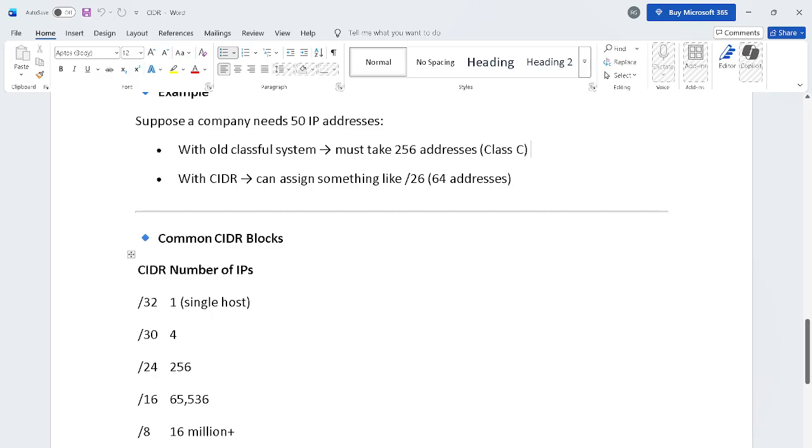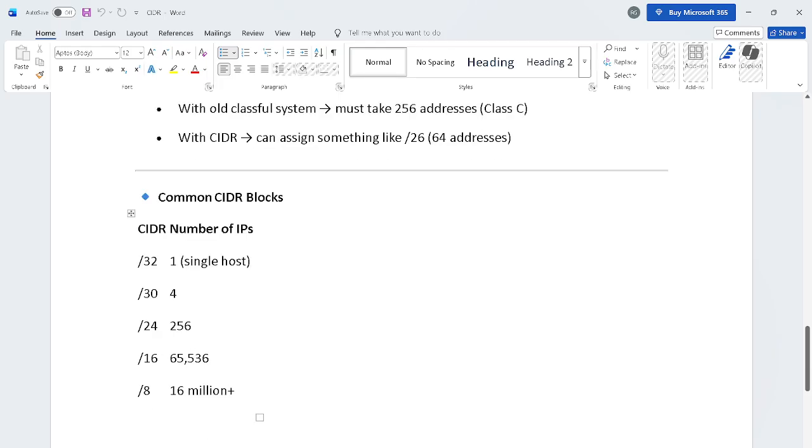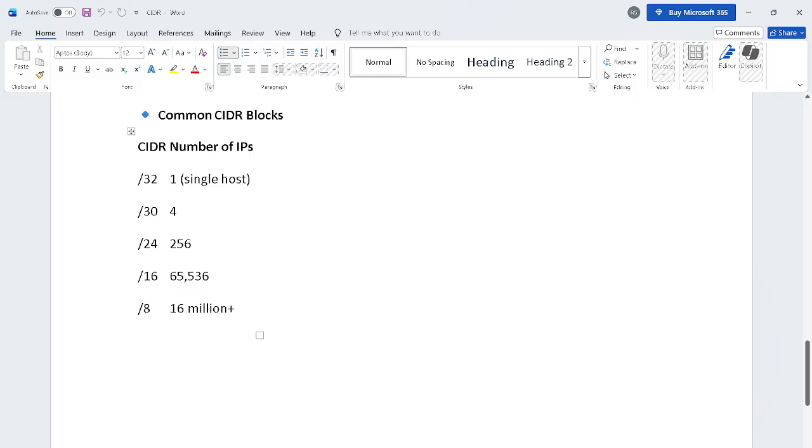CIDR number of IPs. Suppose if you give slash 32, only a single host, a single IP comes. If you give slash 30, it comes to only 4 IPs. If you give slash 24, it comes to 256. If you give slash 16, it gives 65,536. If you give slash 8, 16 million plus. So in Azure slash 8 is supported, and in AWS slash 8 won't be supported.